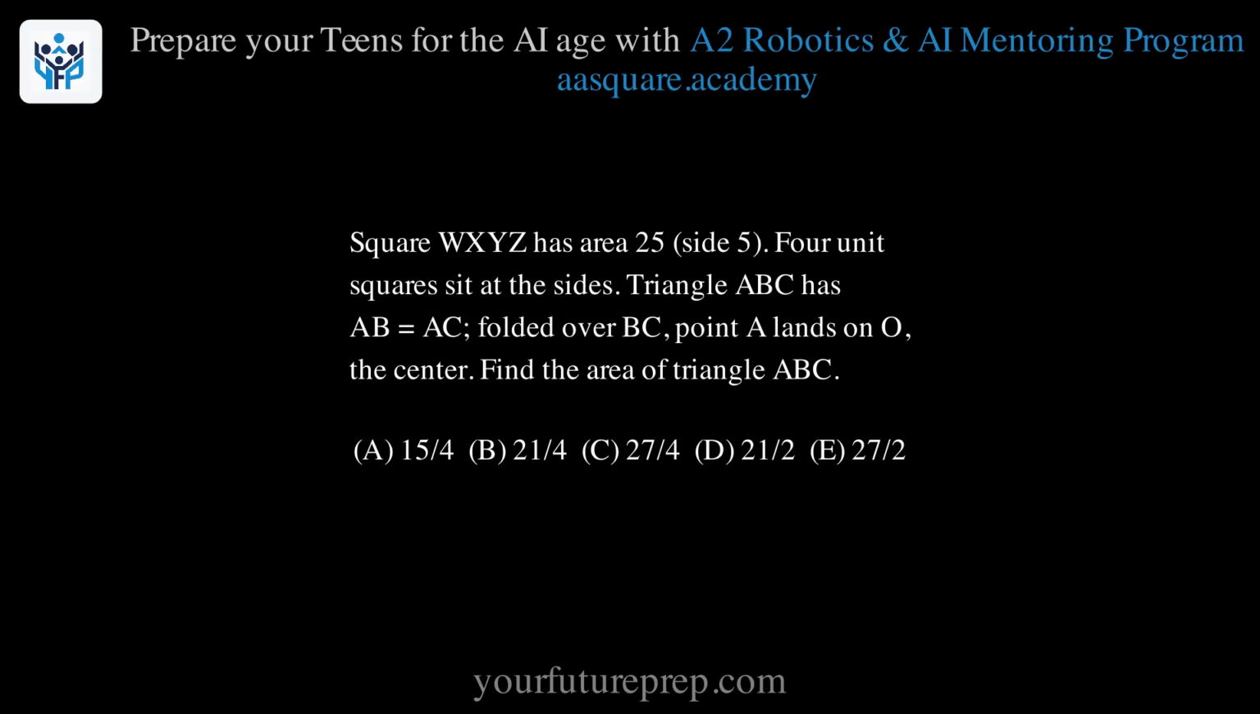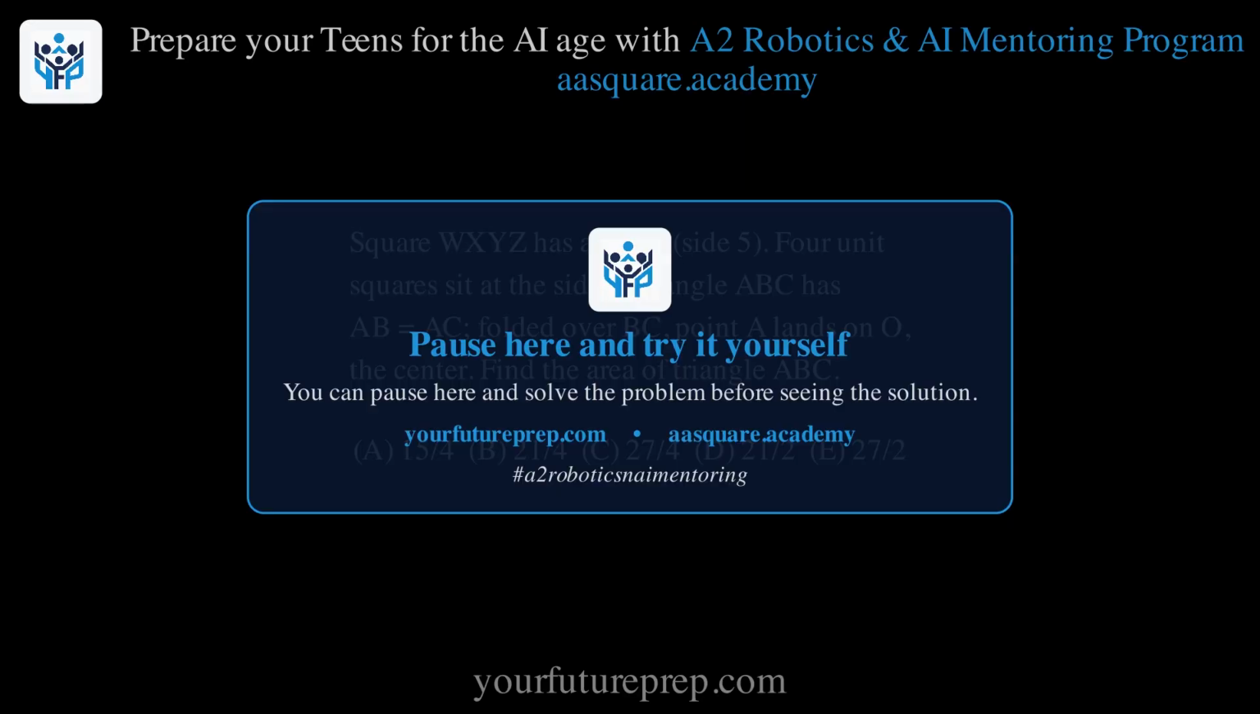What is the area of triangle ABC, in square centimeters? The choices are 15 quarters, 21 quarters, 27 quarters, 21 halves, and 27 halves. You can pause here and solve the problem before seeing the solution.